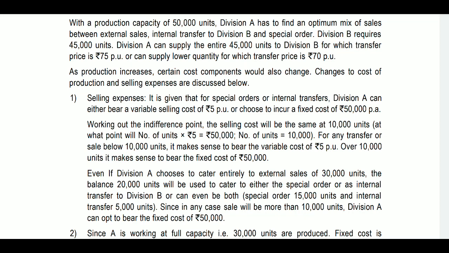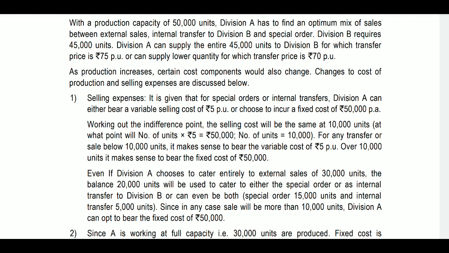What are the changes? Selling expenses will change if a special order or internal transfer takes place. Then division A either bears a variable cost of 5 rupees per unit or chooses to incur a fixed cost of 50,000 rupees, whatever you want. Next, working out the indifference point: the cost would be the same at 10,000 units. At what point will the number of units make the variable expense of 5 rupees per unit equal to 50,000 rupees? The number of units will be 10,000.